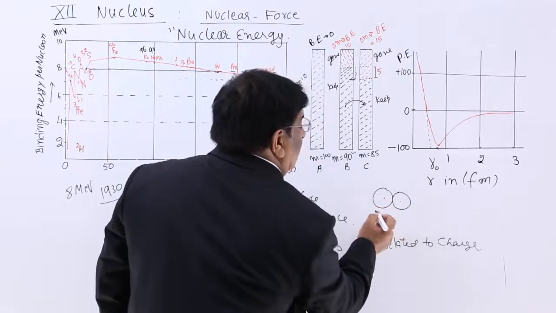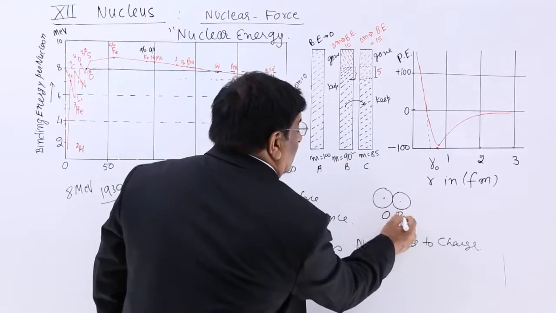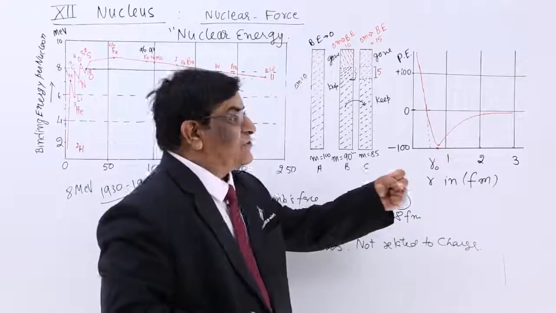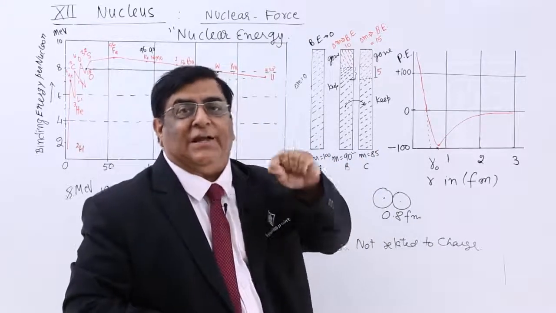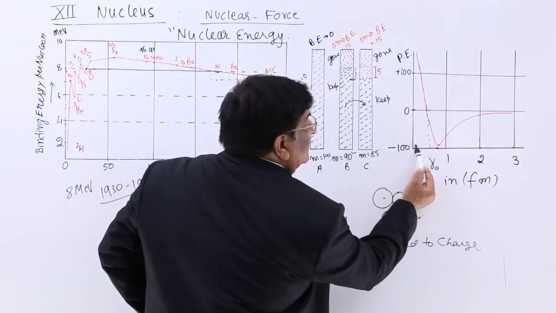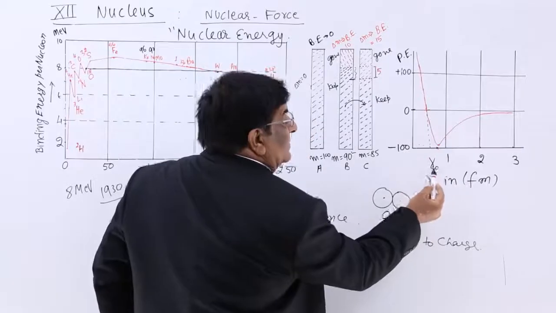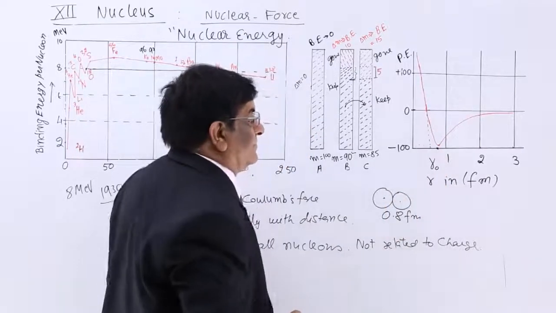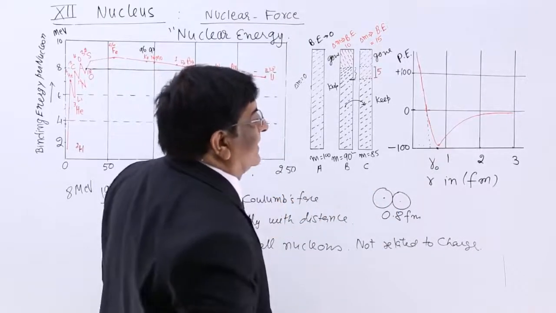The distance between the two nucleons, center to center: we find that when this distance is nearly 0.8 Fermi, then the attraction is maximum and the potential energy is negative, and it has this maximum negative value when the distance is R naught. Now, what happens when the distance is increased?